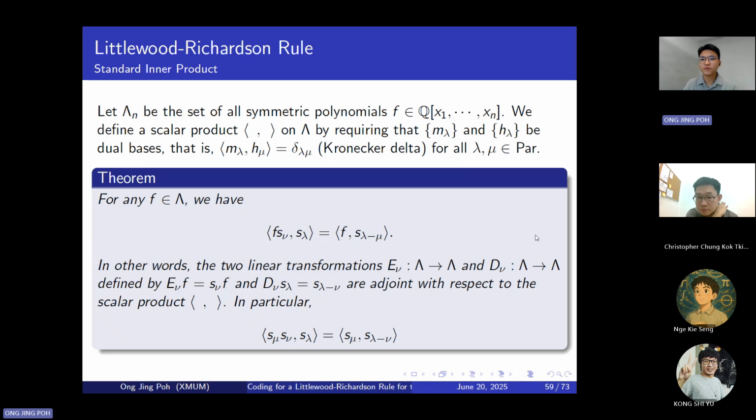In this section, a lot of proofs need deeper study, so I will skip these proofs and just use the theorem. Firstly, the Littlewood-Richardson rule for the standard inner product is introduced here. We define a scalar product by requiring m lambda and h lambda to be dual bases. Then we have the theorem from before, with a focus on the last equation.